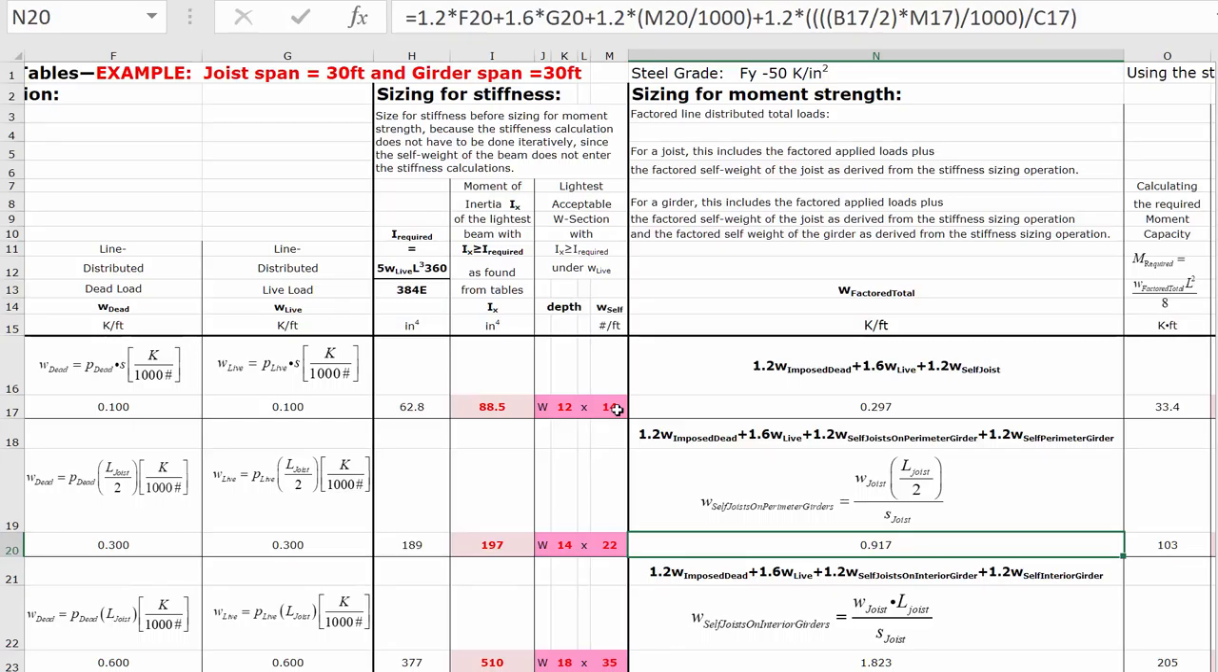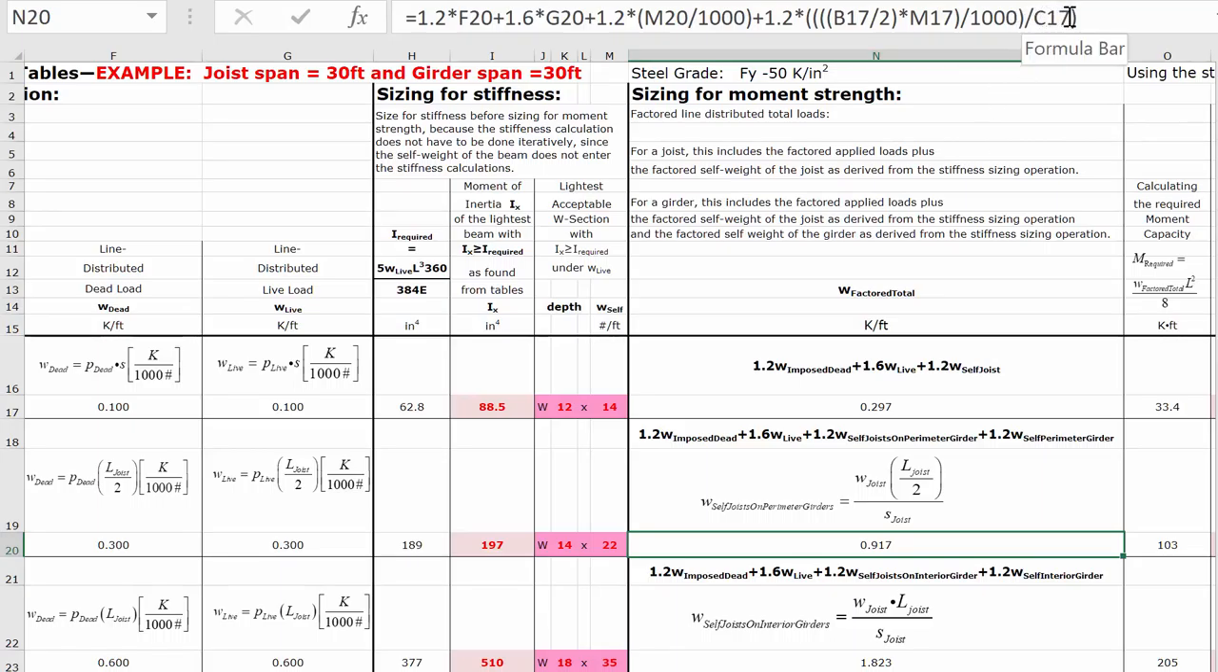So we go to B17, which is this term right here. It's the weight of the joist that was required for stiffness, that came out of the stiffness design analysis or the sizing procedure for stiffness. And then we're dividing that by 2 because only half of that joist is supporting it. And then we're multiplying it by M17, which is this factor right here, which is the weight per linear foot of the joist based on the stiffness sizing. And again, we're dividing by 1,000 to get it into kips per foot.